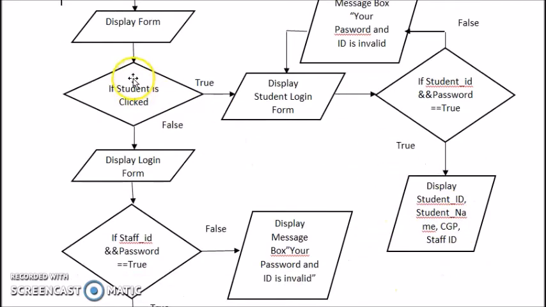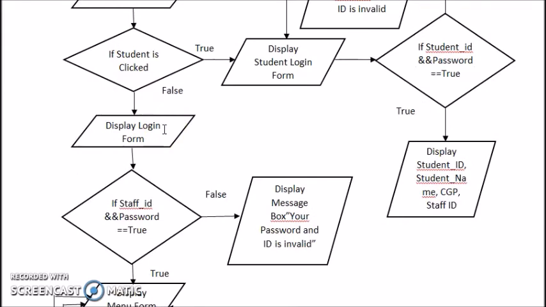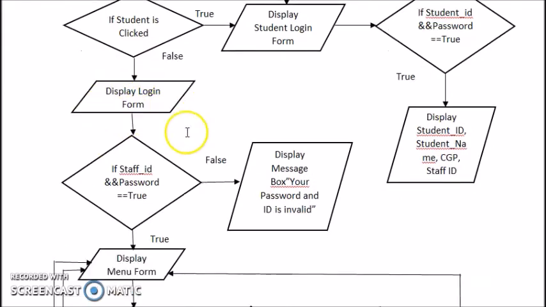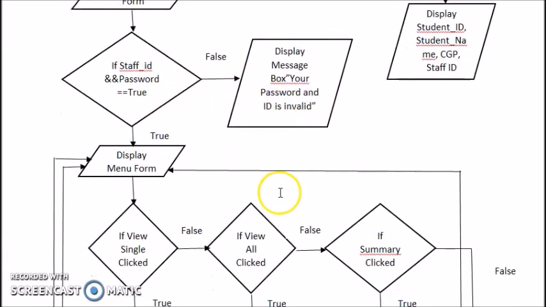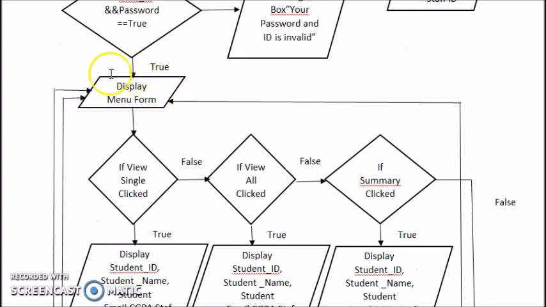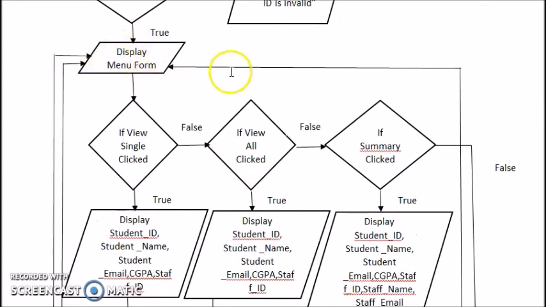If the user doesn't click the student button, it means he has to click the staff button. So the staff login form will be displayed. From the staff login form, you have to enter the correct staff ID and correct staff password. As usual, if you don't enter the correct staff ID and password, it will display this error message. But once you enter the correct staff ID and password, it will display the menu form.